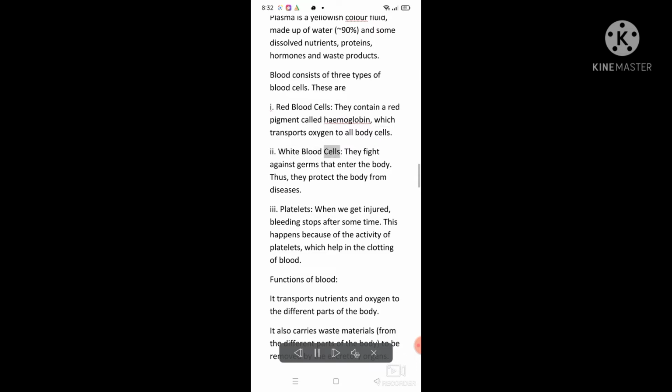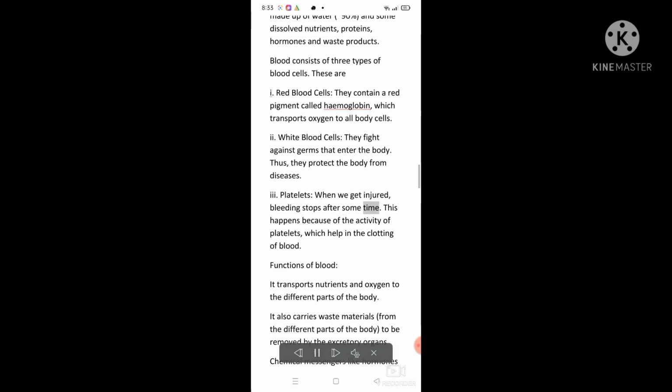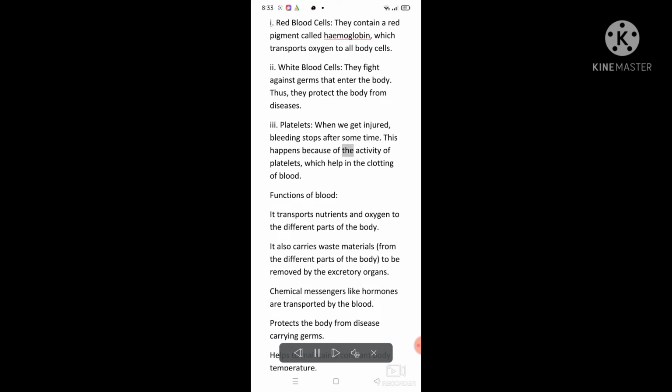2. White blood cells. They fight against germs that enter the body. Thus, they protect the body from diseases. 3. Platelets. When we get injured, bleeding stops after some time. This happens because of the activity of platelets, which help in the clotting of blood.